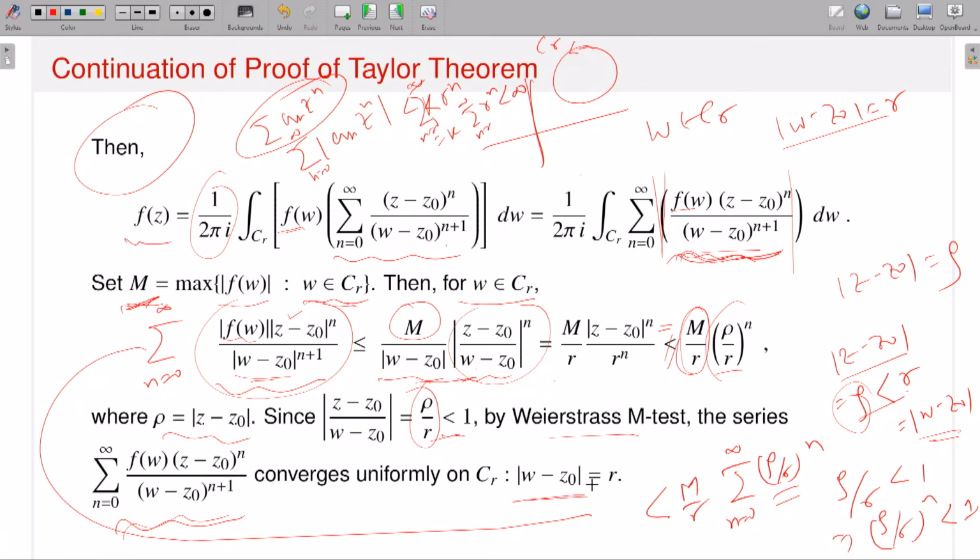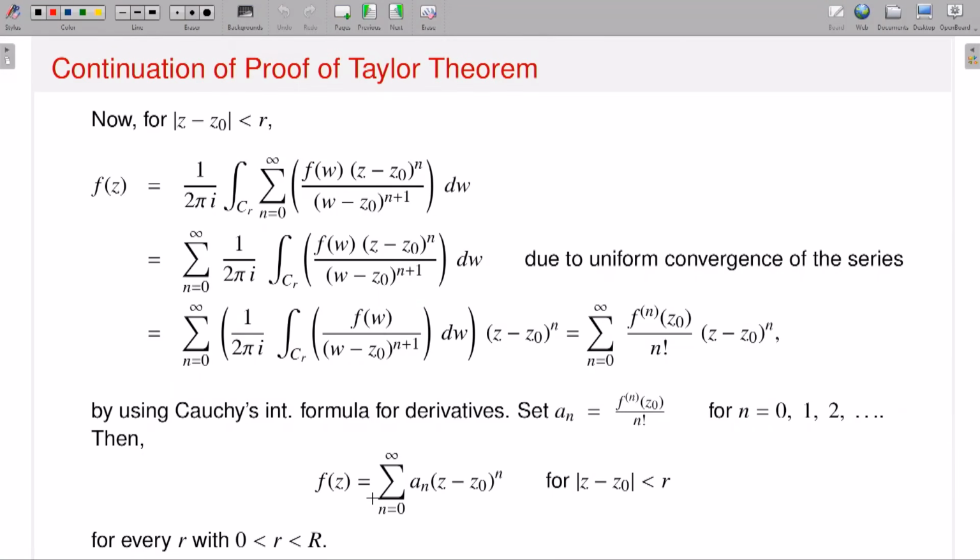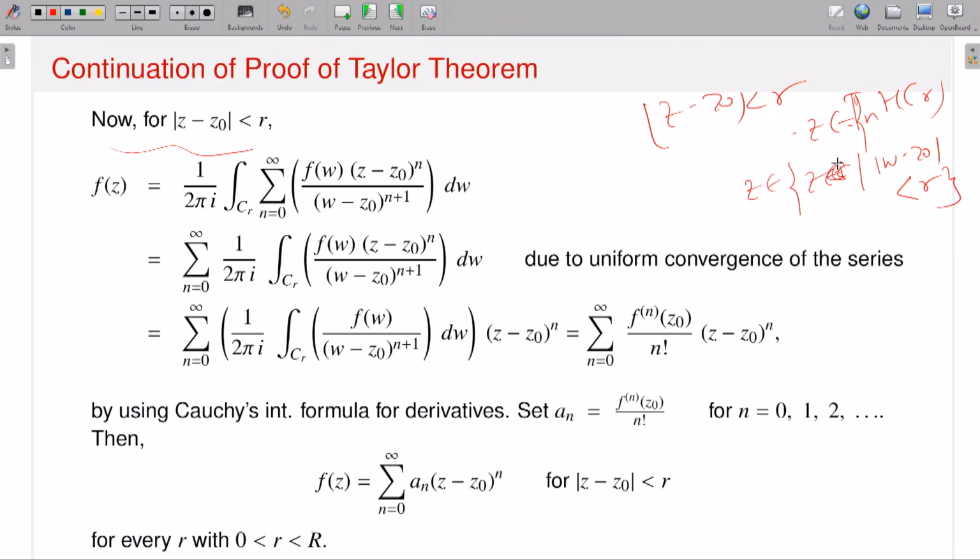So therefore, if I take the integration on the left hand side, with W running over CR, then I can push that integration inside the summation because of uniform convergence. Since this converges uniformly on CR, look, if I take Z, of course Z minus Z0 is less than R, because I am considering Z belonging to the interior of CR. That means Z belongs to the set of all those Z in C such that the modulus of Z minus Z0 is strictly less than R. Z belongs to that set.